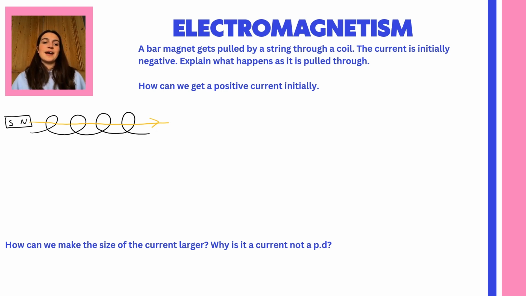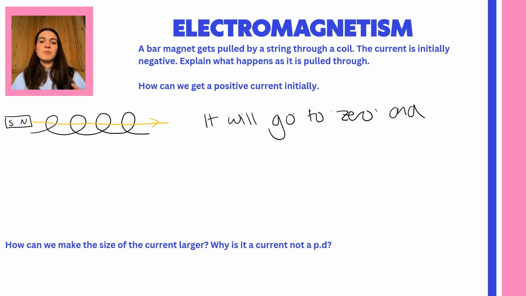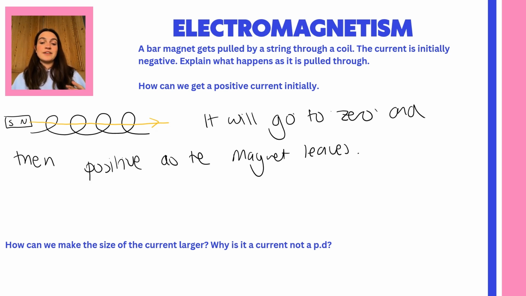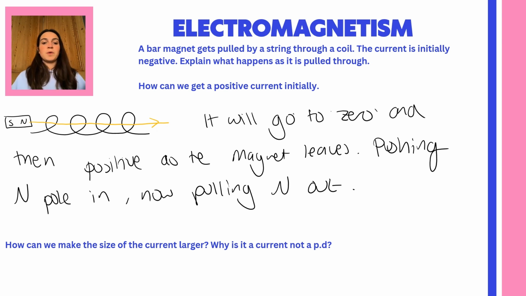Now, what's going to happen here is you're going to get a negative current, then it's going to go to zero, then eventually when it comes out the other side, it's going to go to a positive current. And how do I know that? Well, that's to do with the direction of current changing, depending on whether you are pushing this bar magnet in or pulling it out. You should know that it makes a difference whether you push the North Pole into a coil or pull the North Pole out of a coil as to the direction of the current. So my answer: it will go to zero, and then it will go positive as the magnet leaves, because you're pushing the North Pole in and then pulling the North Pole out.